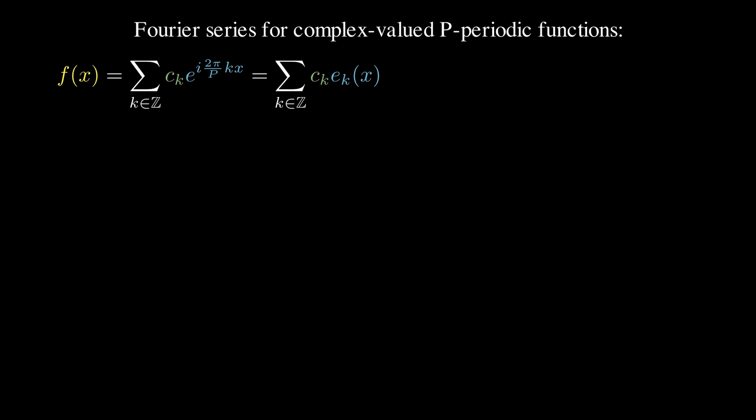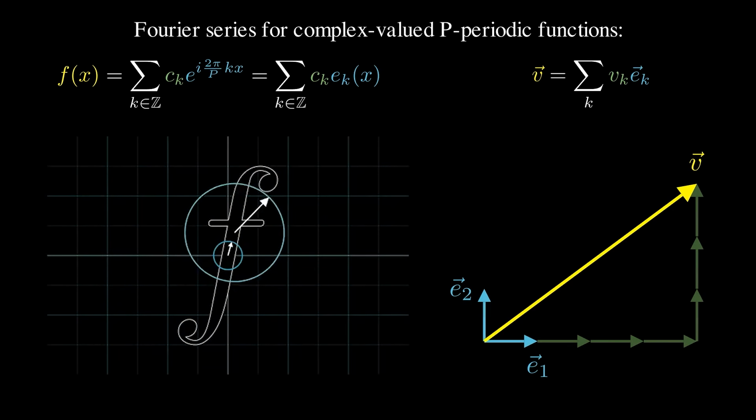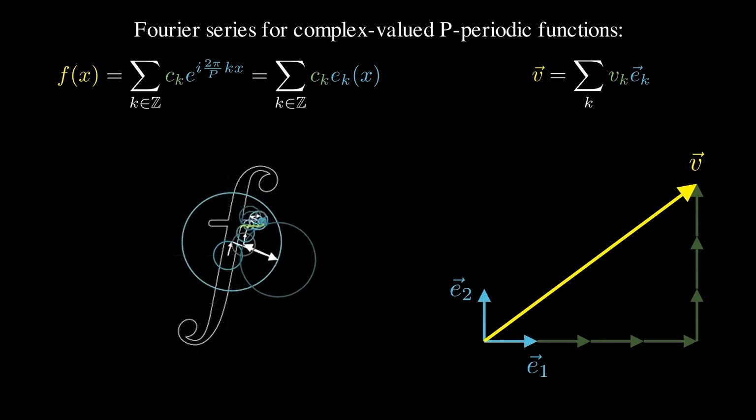Now, just as vectors in R2 can be expressed as linear combinations of two basis vectors ek, periodic functions can be thought of as infinite-dimensional vectors that can be expressed as linear combinations of our infinite number of basis functions ek.